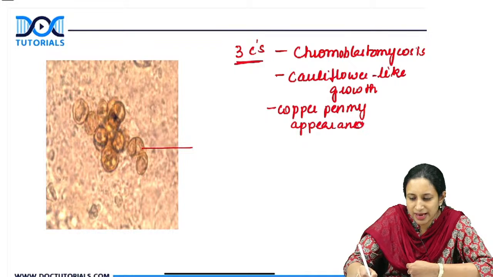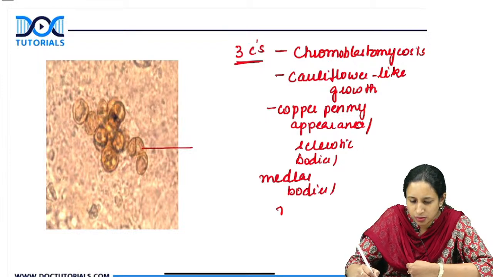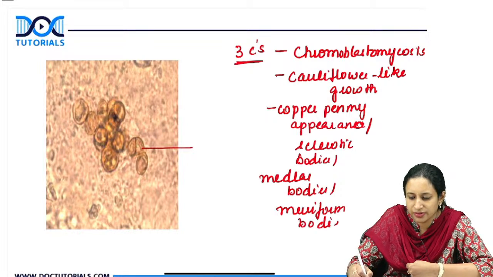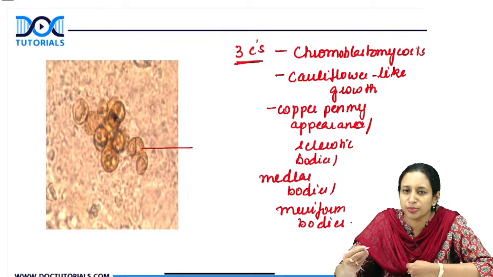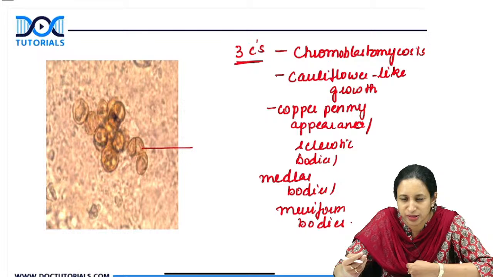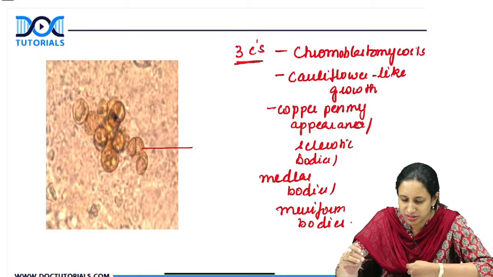Or it's also called sclerotic bodies, medlar bodies, muriform bodies. So these are all the various names used to describe this typical appearance, called copper penny appearance, seen in chromoblastomycosis. Chromoblastomycosis and phaeohyphomycosis are mainly differentiated by the absence of copper penny or sclerotic bodies in phaeohyphomycosis.